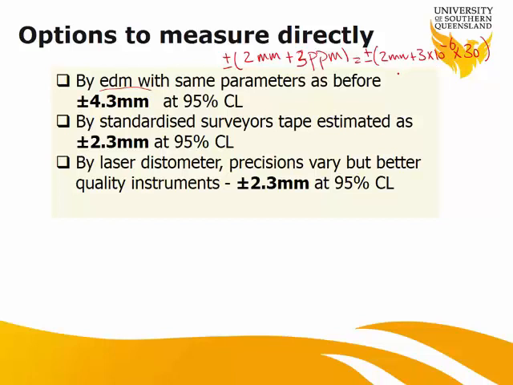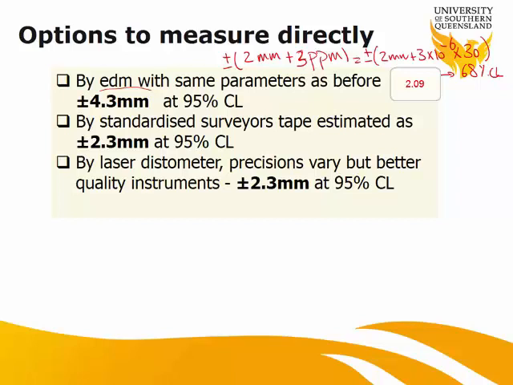2.9, but remember this is at 68% confidence level. We have to double up. It's going to be roughly 4.3 millimeter at 95% confidence level, if I'm right.